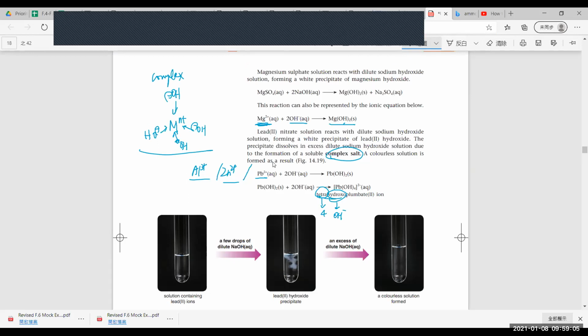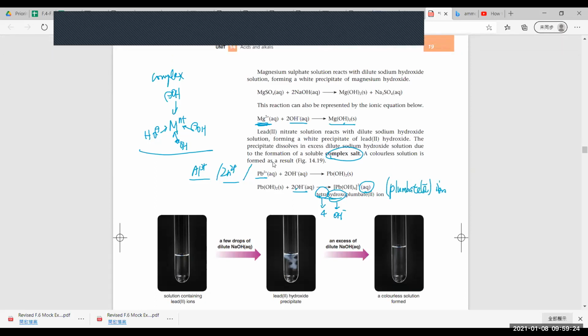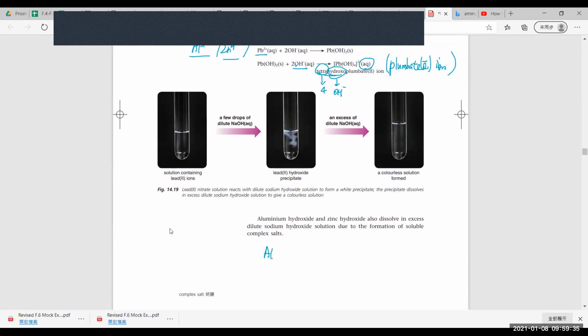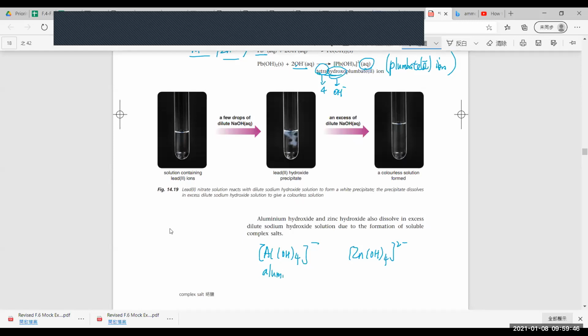For lead 2 ions, if they react with excess hydroxide, they will form a complex which is soluble in water. We call that tetrahydroxoplumbate(II) ion, or we use the word plumbate ion. It carries the same meaning, right? It would look like this. Similarly, for aluminium hydroxide and zinc hydroxide, they will form the aluminium complex. All of you, please mark it down. 4 with a minus here, and zinc hydroxide, and then 2 minus here, with the names aluminate and zincate respectively. Go home and please find out the equation.